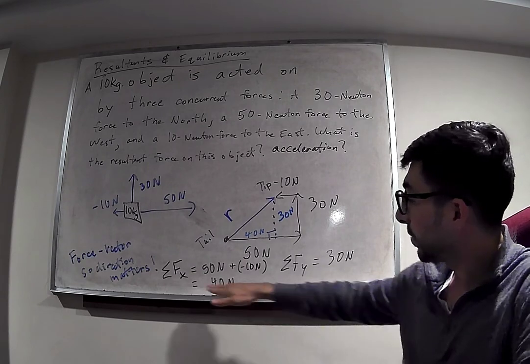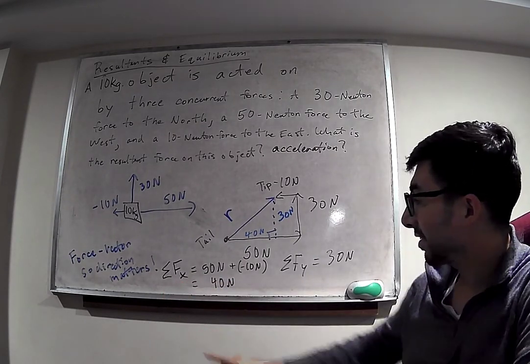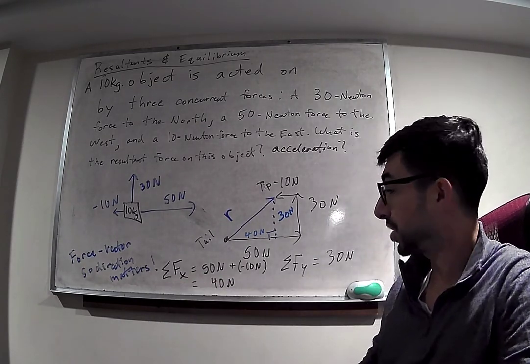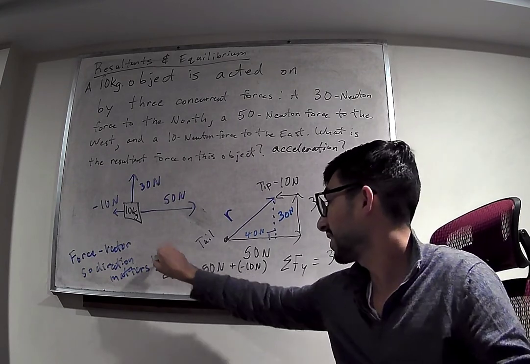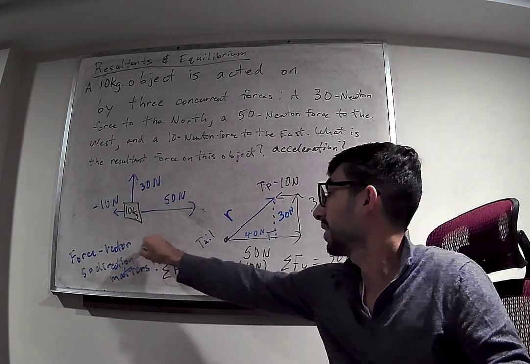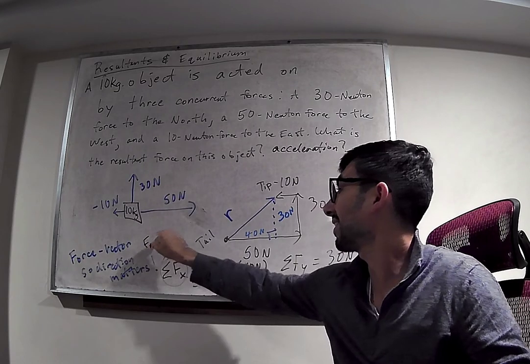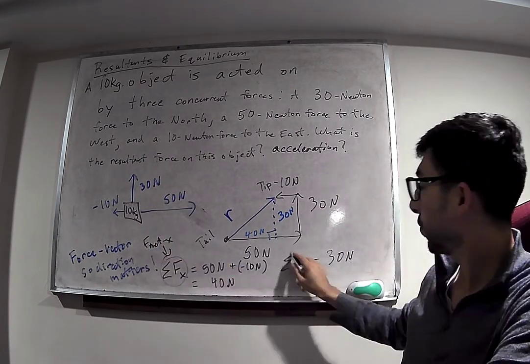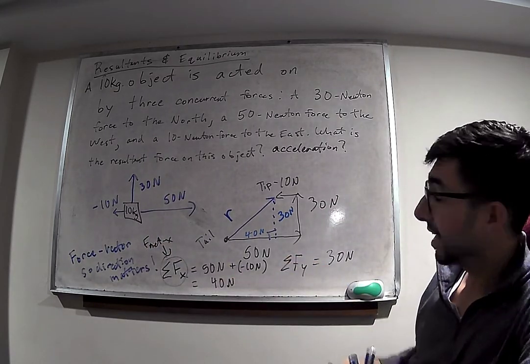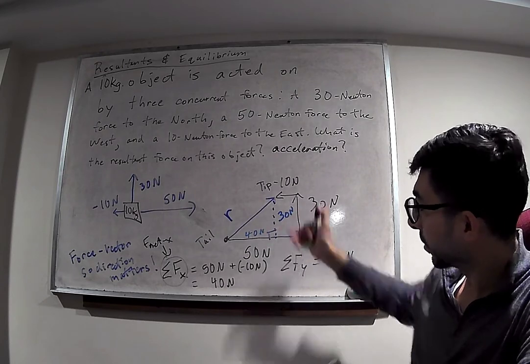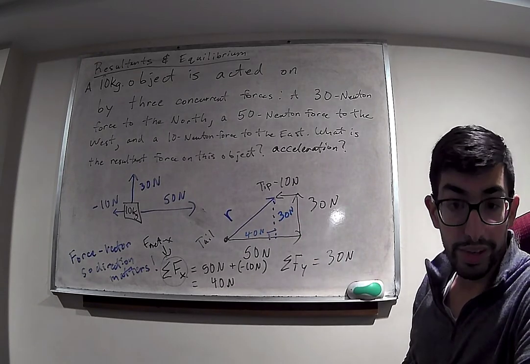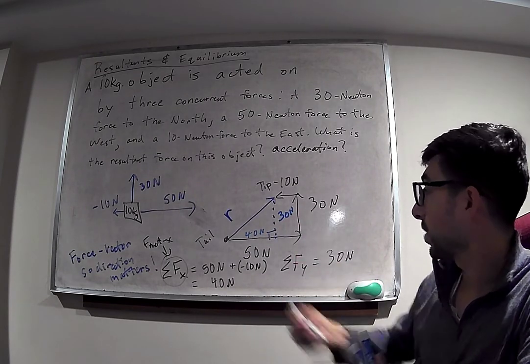But for now, just notice we have the net force on the x-axis. Remember, this symbol here means summation of forces. You can think of this as being the same as the F net on the x-axis. And this would be the F net on the y-axis. And how do we combine these? Well, it's a right triangle, so we can use the Pythagorean theorem. A squared plus b squared equals c squared here.